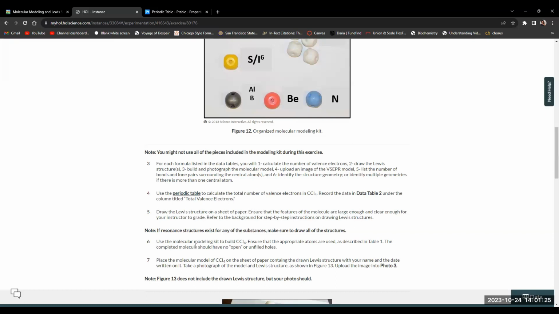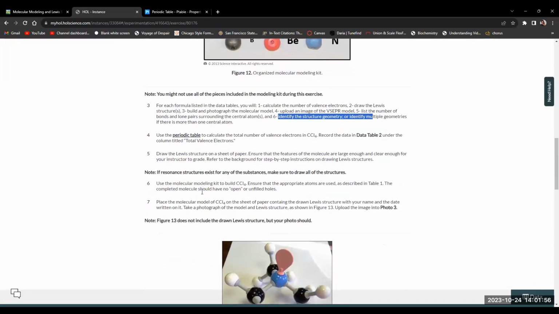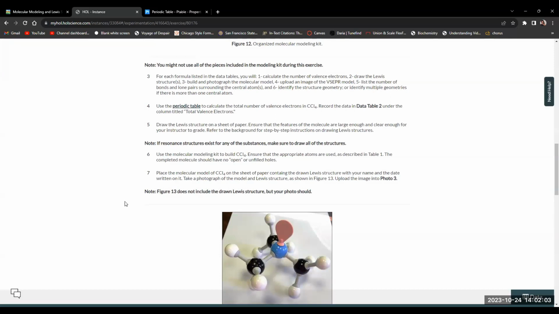So you will calculate the number of valence electrons, draw the Lewis structure, build and photograph the model, upload the image, list the number of bonds and lone pairs surrounding the central atom, and identify the structure, or if there are multiple, for each central atom. So let me just take apart my structure really fast here.